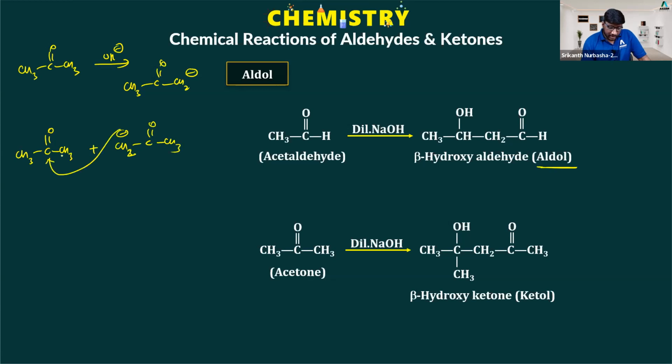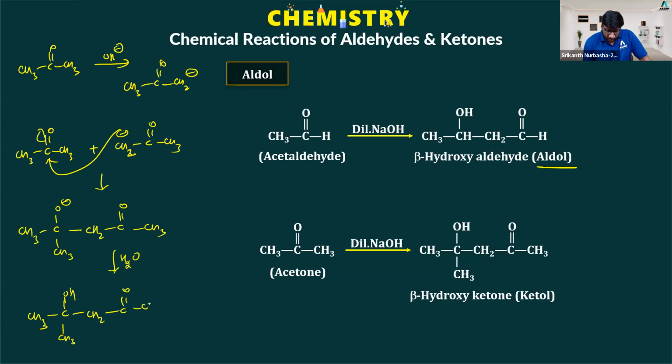The CH2 minus attacks the electrophilic carbon of C double bond O, the pi electron density moves away, and generates CH3 CO minus, CH3 CH2 C double bond O CH3. It picks up a proton from the water, forming CH3 C(OH) CH3 CH2 C double bond O CH3, which is nothing but a beta hydroxy ketone.